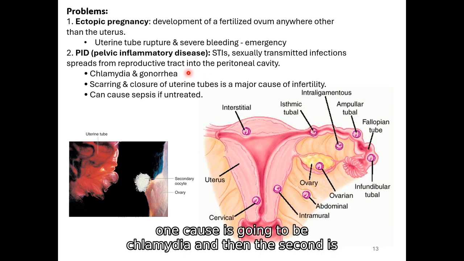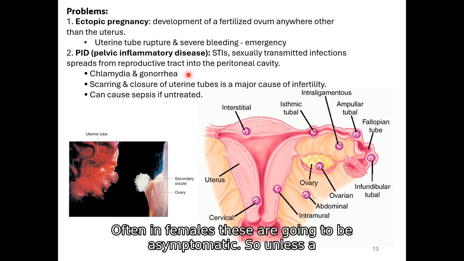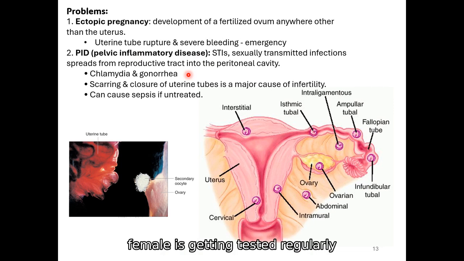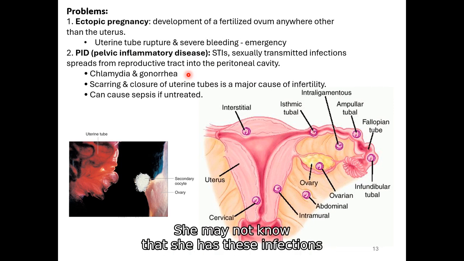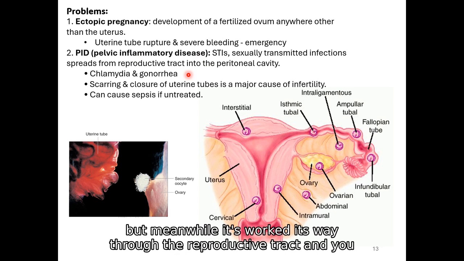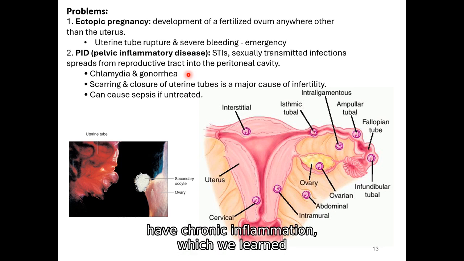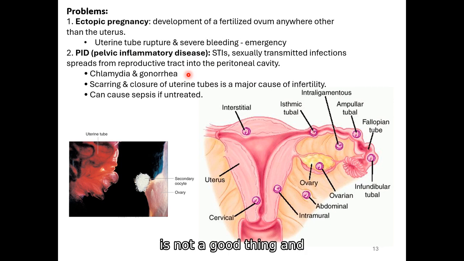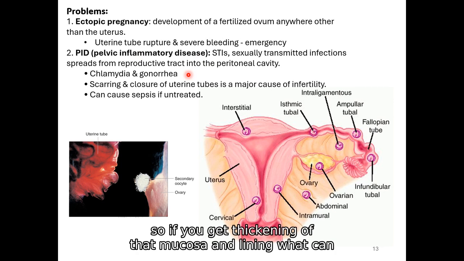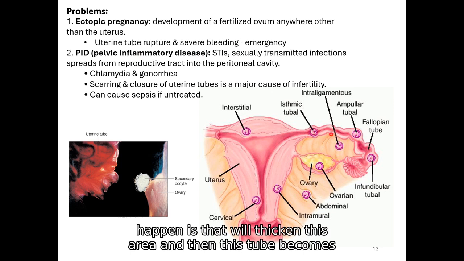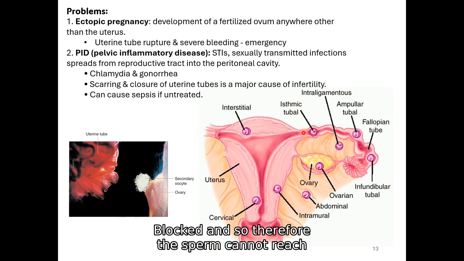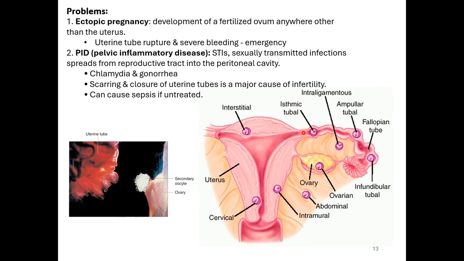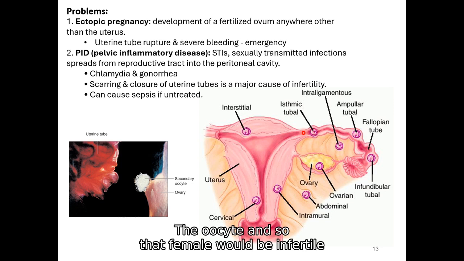Pelvic inflammatory disease, like I said, number one cause is going to be chlamydia, and then the second is going to be gonorrhea. And like I said, often in females, these are going to be asymptomatic, so unless a female is getting tested regularly, she may not know that she has these infections, but meanwhile it's worked its way through the reproductive tract, and you have chronic inflammation, which we learned is not a good thing. And so if you get thickening of that mucosa and lining, what can happen is that will thicken this area, and then this tube becomes blocked, and therefore the sperm cannot reach the oocyte, and so that female would be infertile.